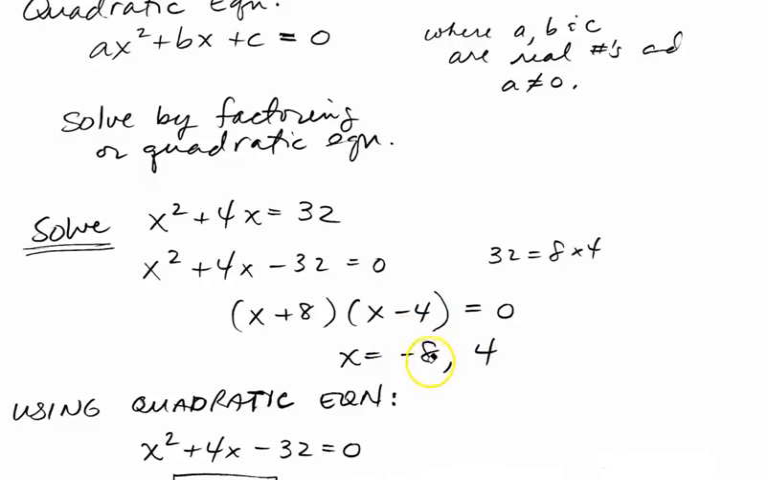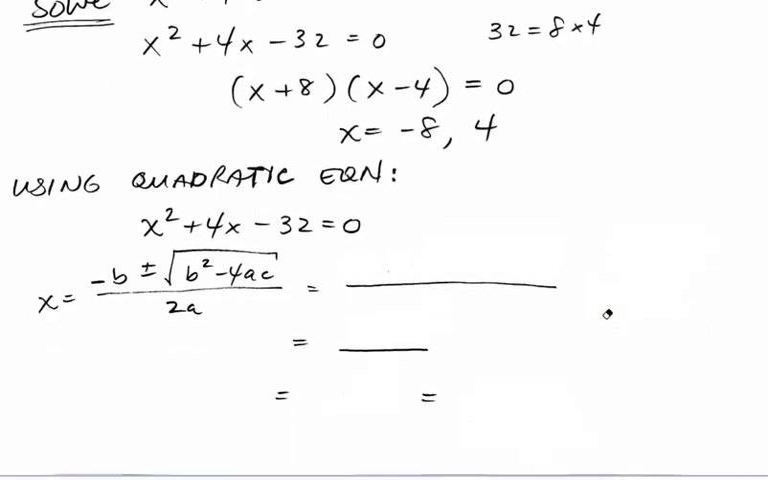And you could then go plug those right back into this expression and make sure that you indeed have gotten it right. So if you plugged a 4 in, you'd have 4 squared, which is 16, plus 4 times 4, which is 16. 16 plus 16 indeed equals 32. Same would be true for the negative 8. You just got to keep track of your positive and negative signs.